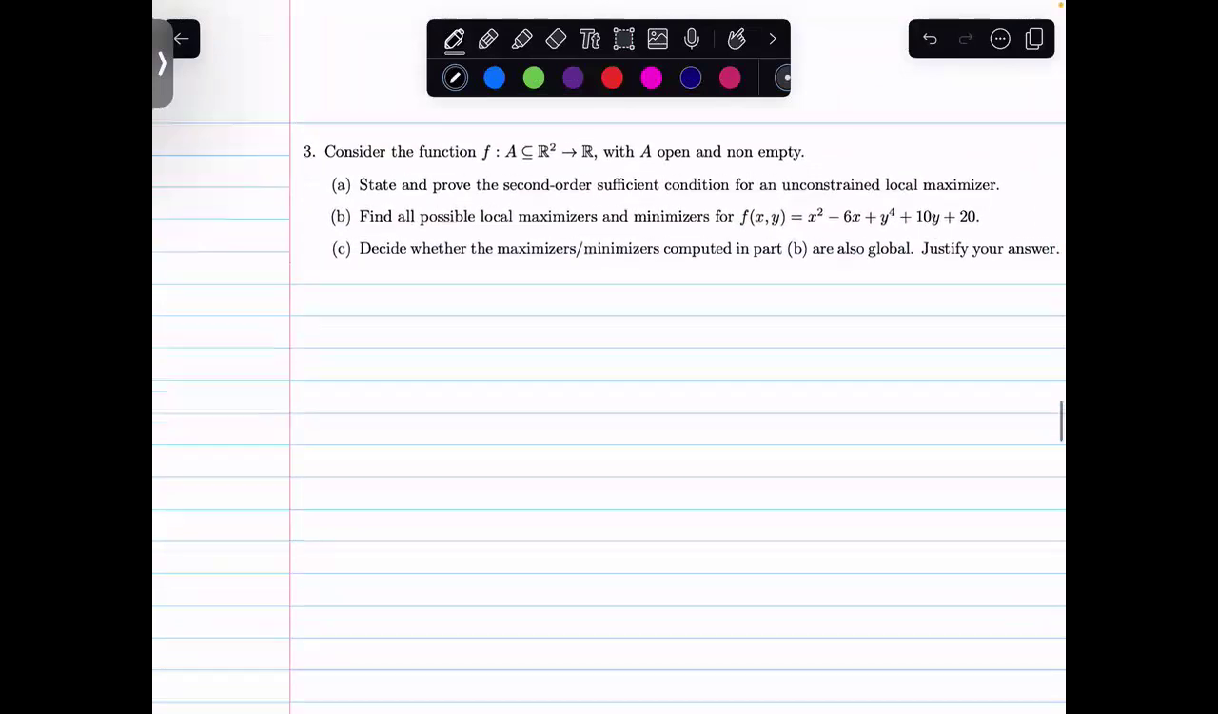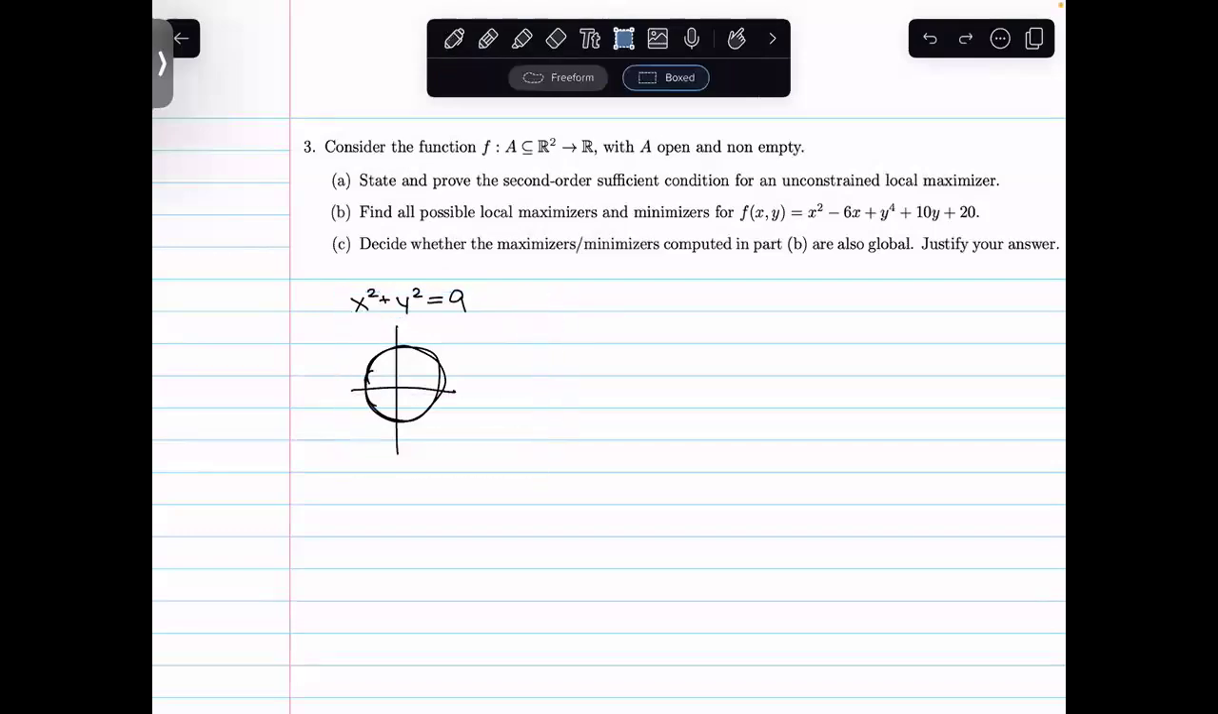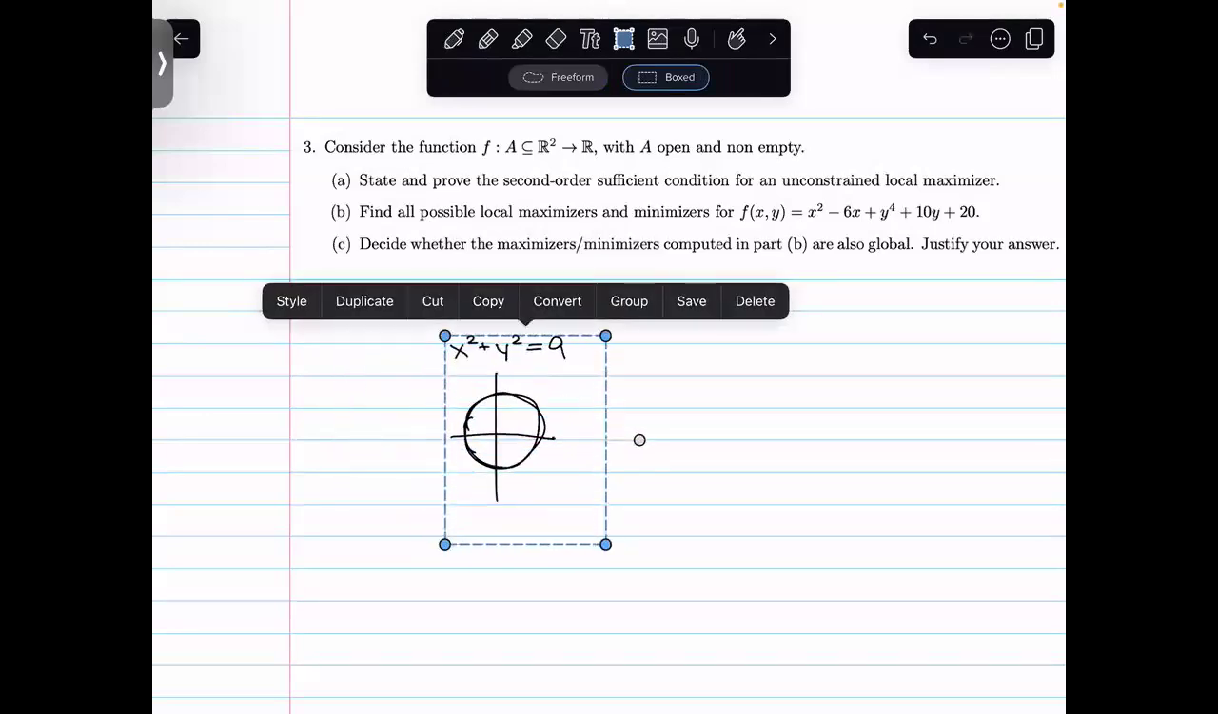And the classic situation is when you have a constraint or a domain given by x squared plus y squared equal to a number like 9, which graphically is a circle. This one you just want to recognize because it does come up a lot. You just need to know that it's a circle, and specifically it would be a closed and bounded set. And assuming that the function we're dealing with is continuous on that set, then Weierstrass guarantees that we have both a global min and a global max.